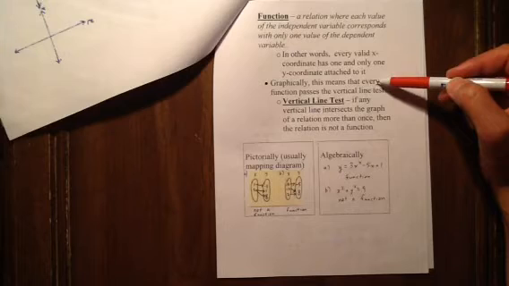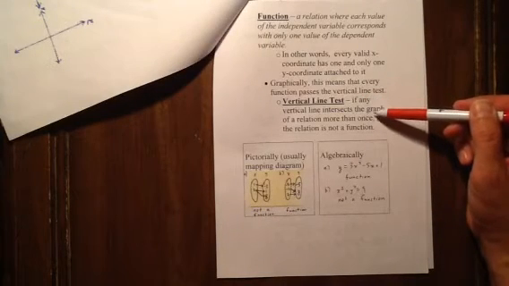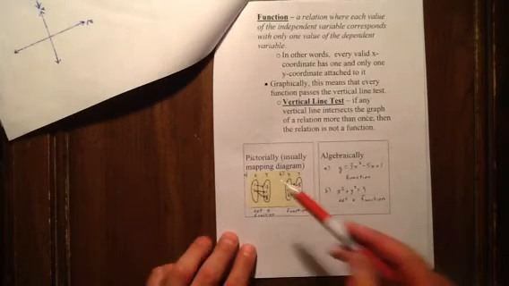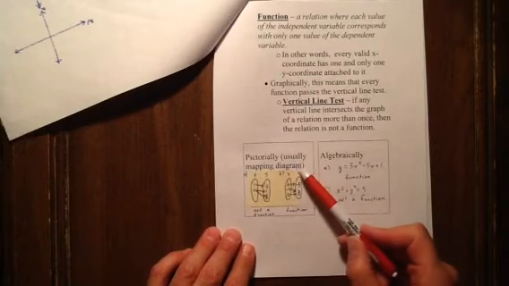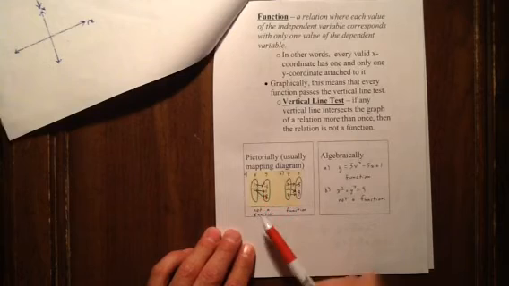And as we'll see in a moment, what this means graphically is that every function passes the vertical line test. The vertical line test states that if a vertical line intersects the graph of a relation more than once, then it's not a function. We'll get to that in a moment. But first, pictorially, using a mapping diagram. Let's look at this mapping diagram right here.